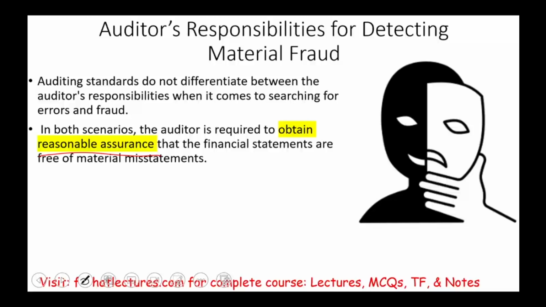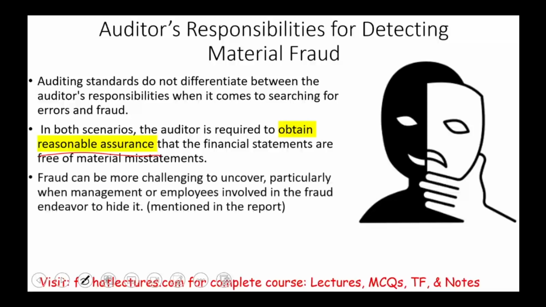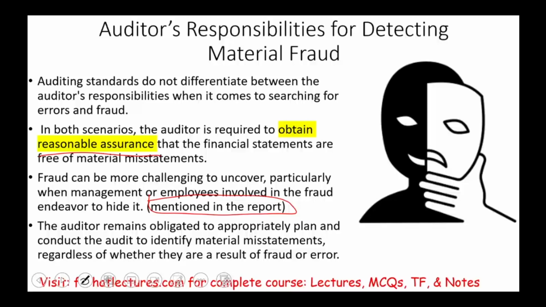Now, as I mentioned earlier, fraud can be more challenging to uncover, especially when management or employees involved in the fraud are trying to hide it. They're making an effort to cover their tracks. Again, as I mentioned earlier, the auditor mentions in the report that there's a difference between errors and fraud, and they illustrate this point. Now, the auditor remains obligated to appropriately plan and conduct the audit to identify material misstatement, regardless of whether they are due to errors or fraud, but they can only provide reasonable assurance.